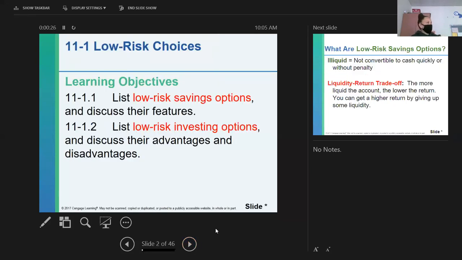Our two objectives are to talk about the low risk savings options and their features, and then the investing options and the disadvantages and advantages of those.